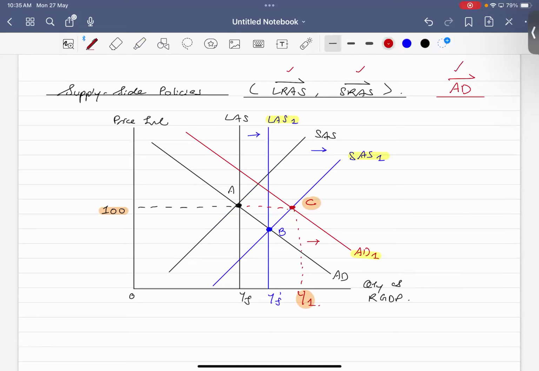So three shifts of the graph. These are things that you need to know. So let's have a look into the tutorial questions.